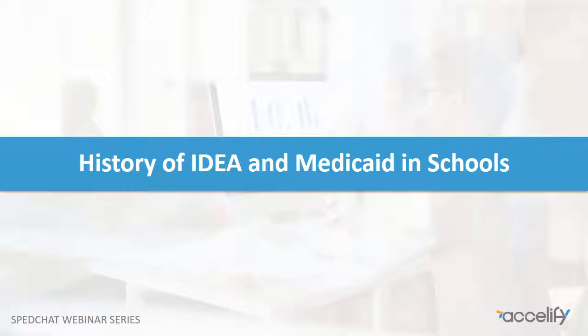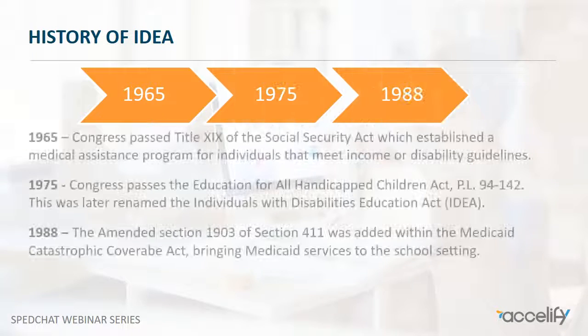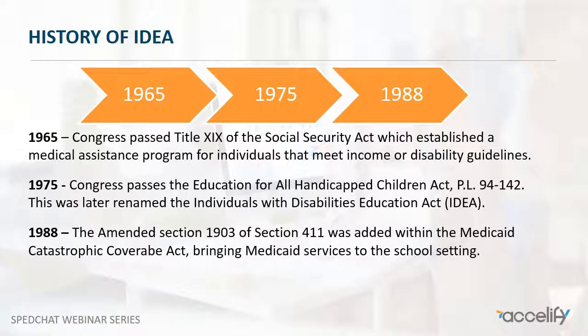First, a history of IDEA and Medicaid in schools. In 1965, Congress enacted Medicaid, which created a medical assistance program for individuals that met income or disability guidelines. Then in 1975, Congress passed the Education for All Handicapped Children Act, which was later renamed the Individuals with Disabilities Education Act. This allowed students that couldn't quite meet the requirements of general education to receive additional services that would enable them to fully participate in the general education setting. In 1988, these two programs were bridged when Congress allowed Medicaid to be employed in schools so that students receiving services through the IEP could have the school district bill for those services back to Medicaid and recoup some of the revenue that was being spent on these salaries.